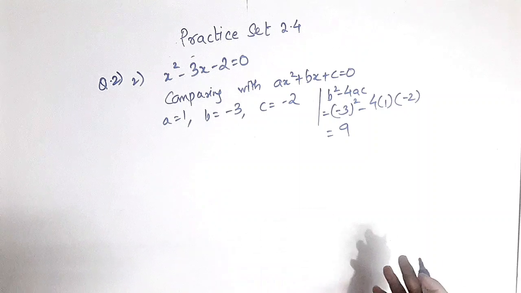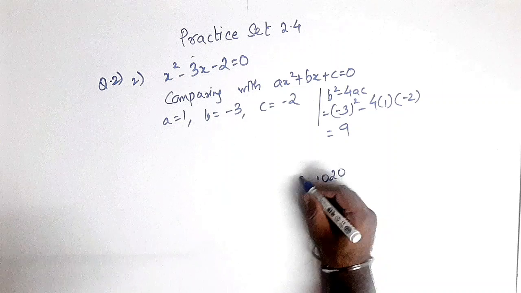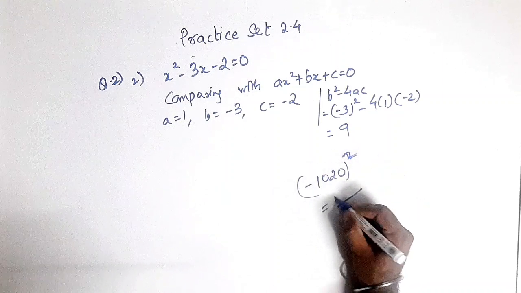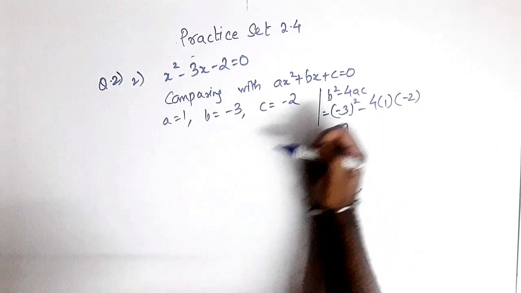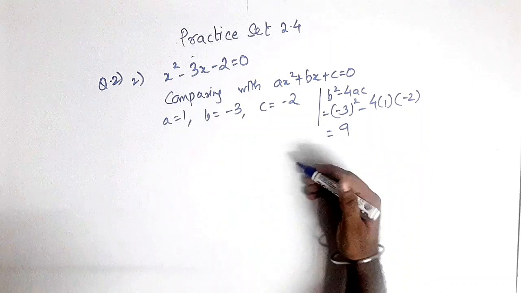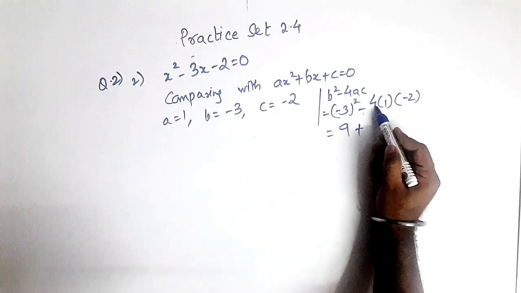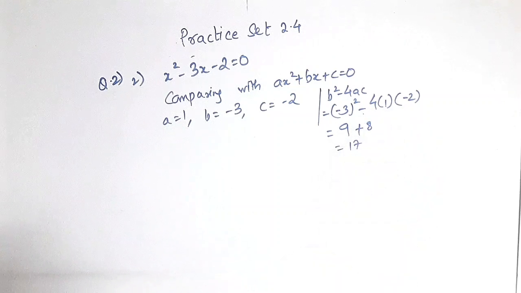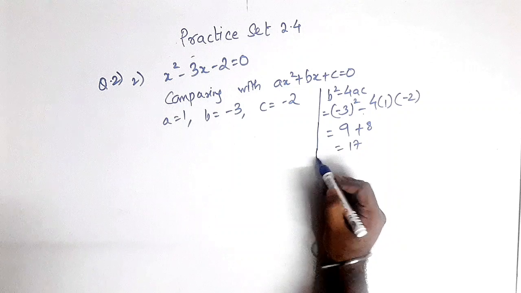Square of any negative integer, I take minus 10 square. I don't know the answer, but the answer is surely going to be positive, because minus into minus becomes plus. Then this is minus into minus, so here also it will be plus. 4 2s are 8, 8 1s are 8, so it will be 9 plus 8, 17. So we got the value of b square minus 4ac this time as 17, which is not a perfect square.